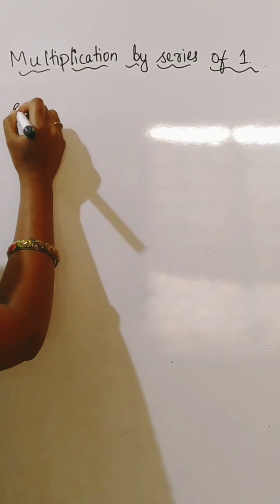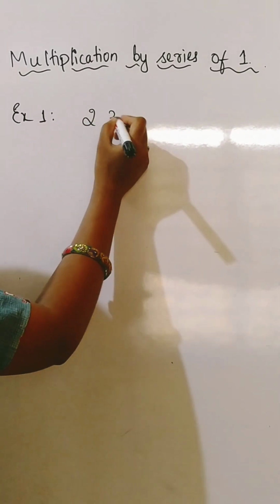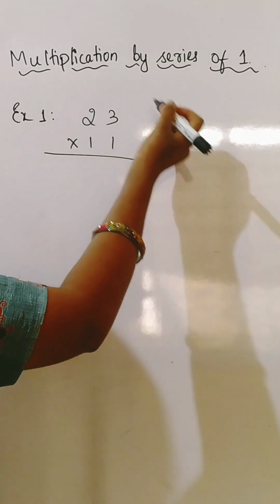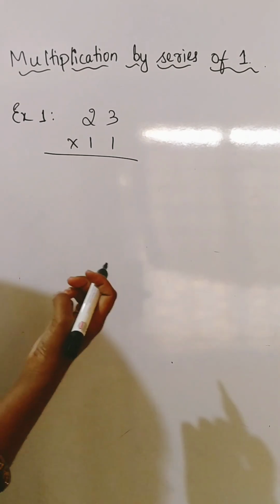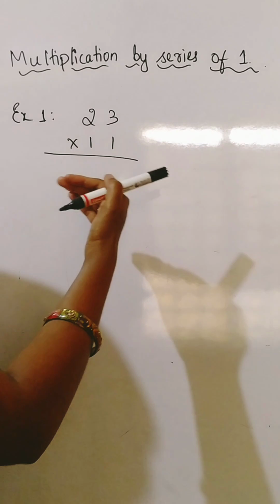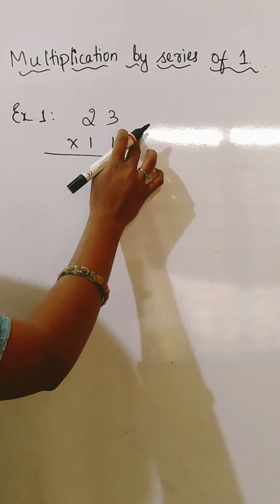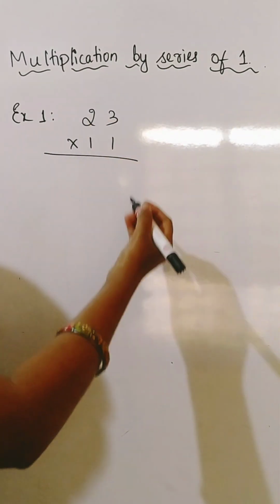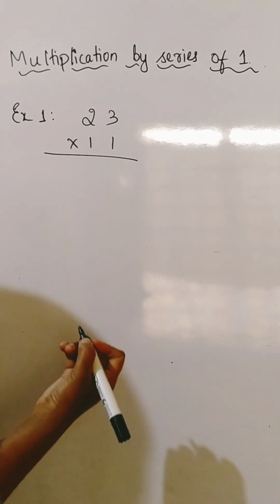Example number 1. Here you have a question: 23 into 11. This is a 2-digit number. How do we do this multiplication within a fraction of a second, in a single step? Usually we do 2-step multiplication and get the answer in the third step. But in multiplication by series of 1, we can do this multiplication in a single step to get the answer.